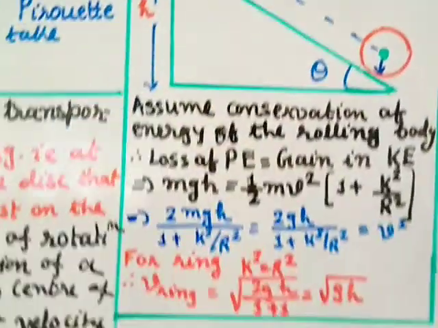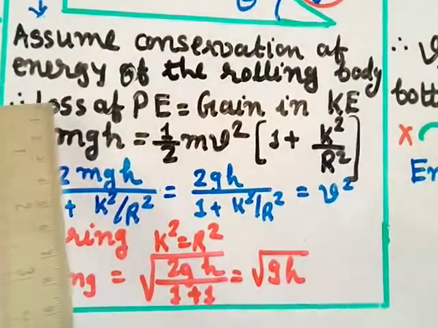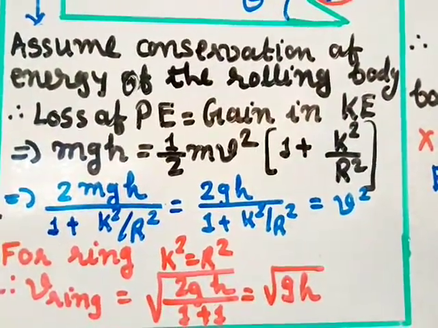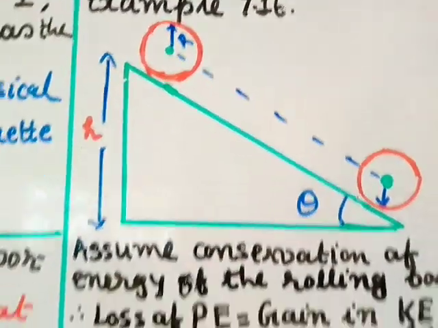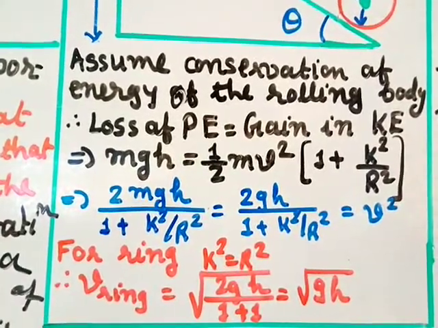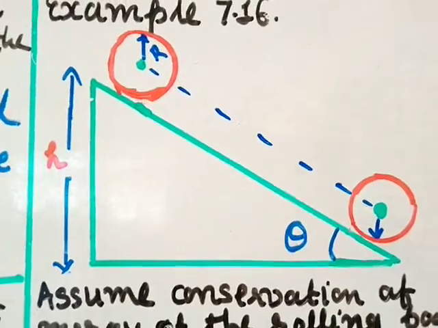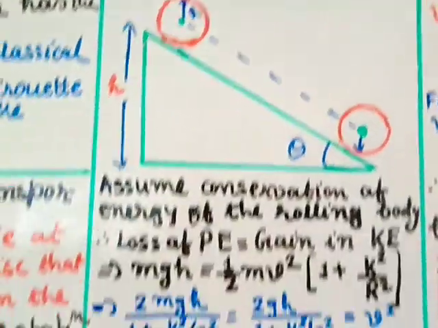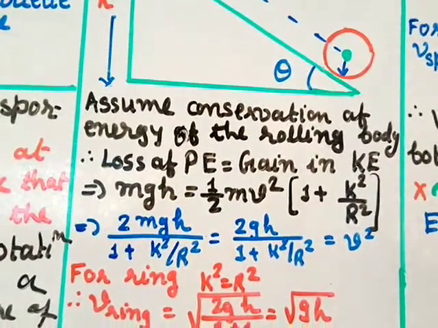So here, loss of potential energy equals gain in kinetic energy. The potential energy is mgh, right? At the height h, the potential energy is mgh. M is the mass of the body, g is the acceleration due to gravity, and h is the height at which it is positioned, or at which it is starting. And the gain in kinetic energy, so kinetic energy is 1 by 2 mv square, right?